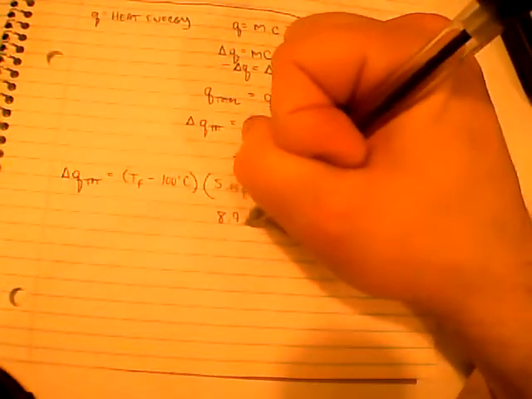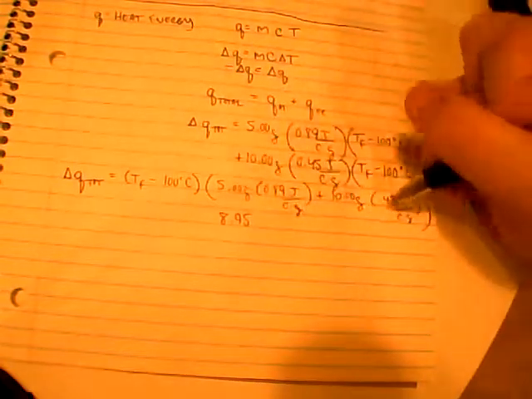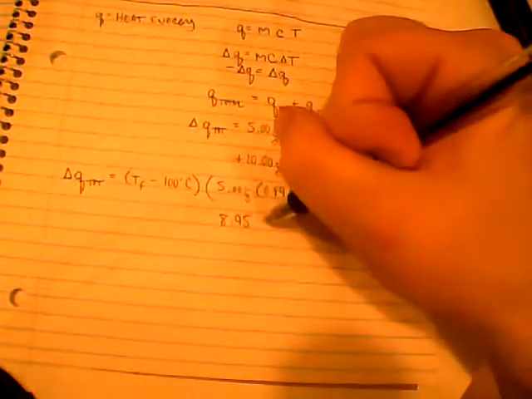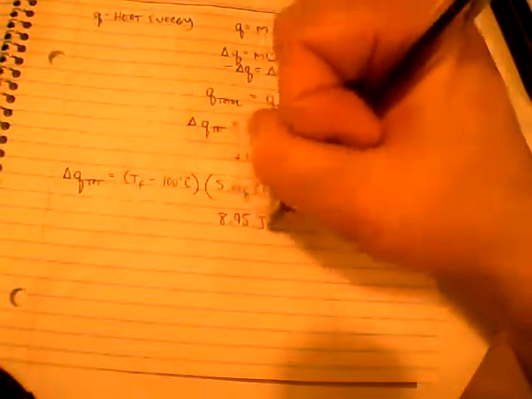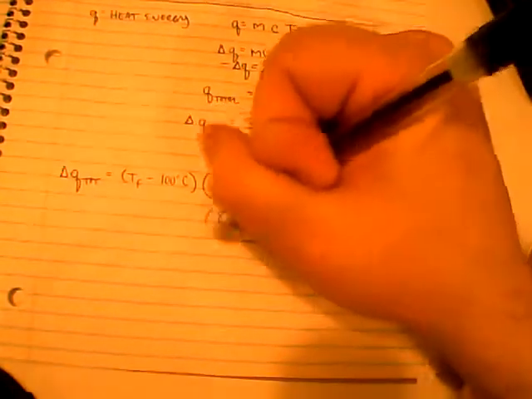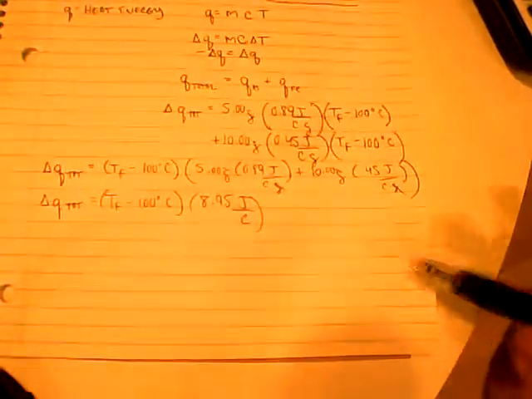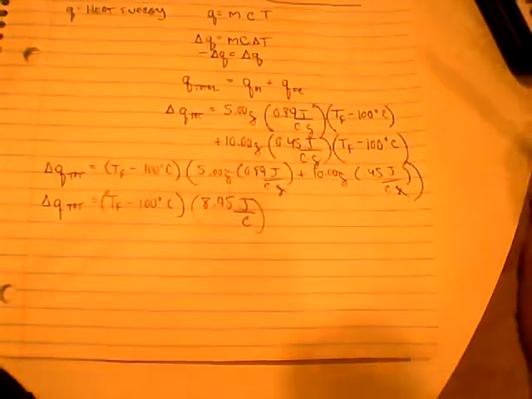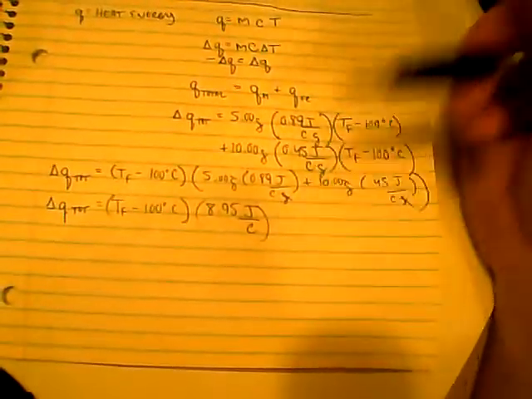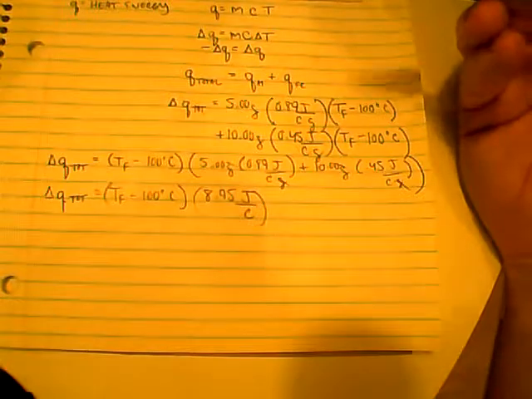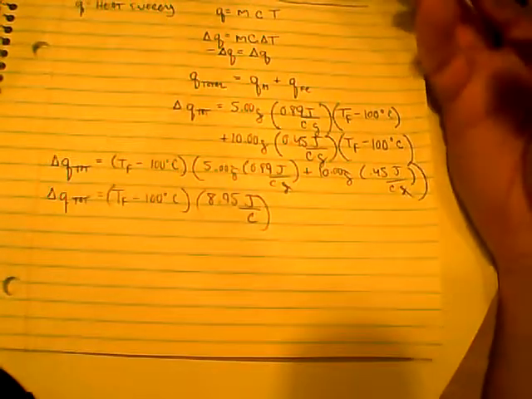4.45 plus that is going to be 8.95 grams, which is going to cancel, and we're going to be left with joules over degrees times temperature final minus 100 degrees Celsius. That is going to be our total change for these guys. Now, if we actually plug it in, we know that there is going to be no change. They start out at 100 degrees and they're going to end up at 100 degrees. We know that because I did it, because I'm very, very smart.